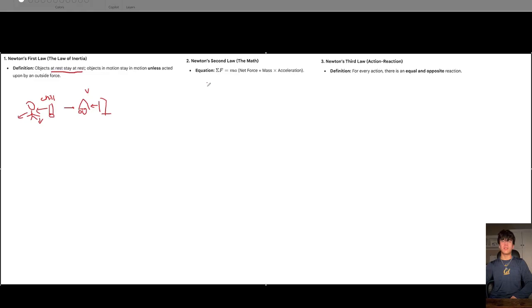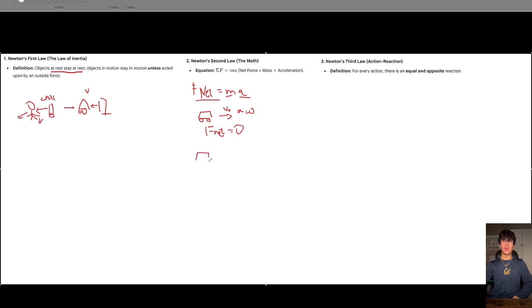The second law is how we calculate forces. It says that the net force, F net, equals mass times acceleration. So this explains that if you have a car moving at a constant speed, there's no acceleration, so the net force on it will be 0. Whatever mass you have, if your acceleration is 0, your net force will always be 0.